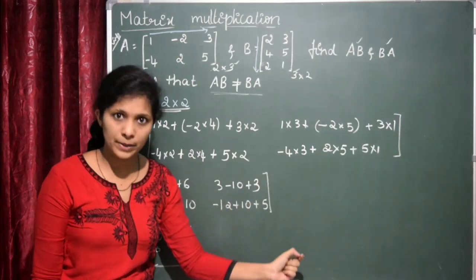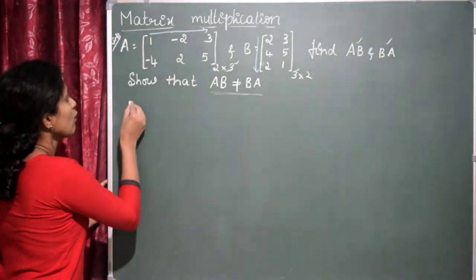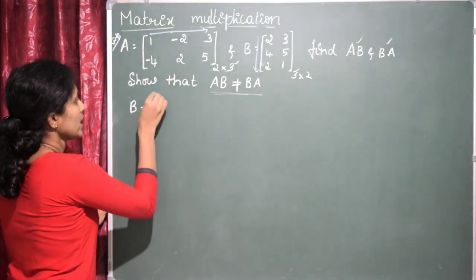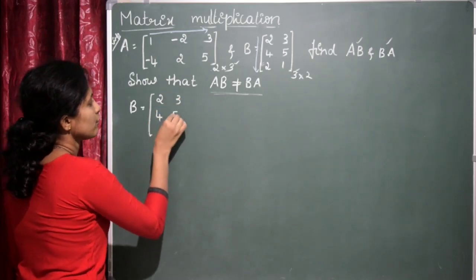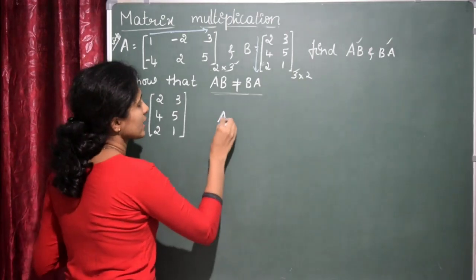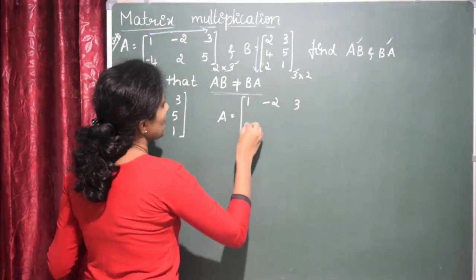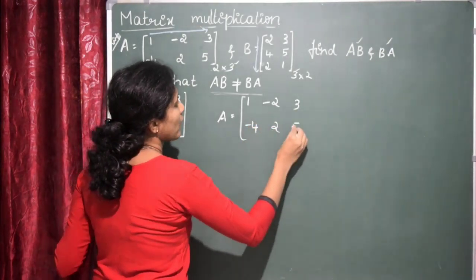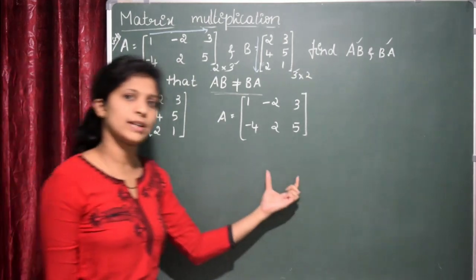Next we'll find BA. Now we have to multiply B and A. For that reason, first better you write B first. Okay. So B is now 2, 3, 4 and 5. This is 2, 1. This is a matrix B. And matrix A is, that is 1, minus 2, 3, minus 4, 2 and 5. I hope you understood this one. First you write B matrix, then you write the matrix A.